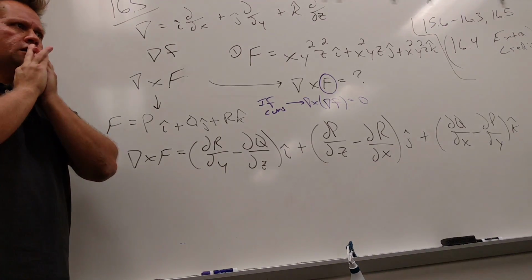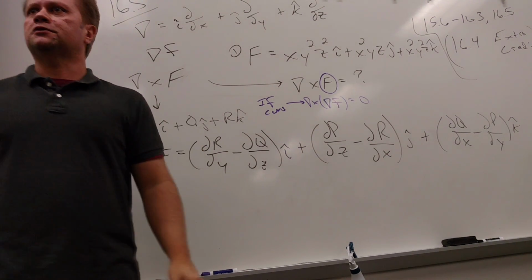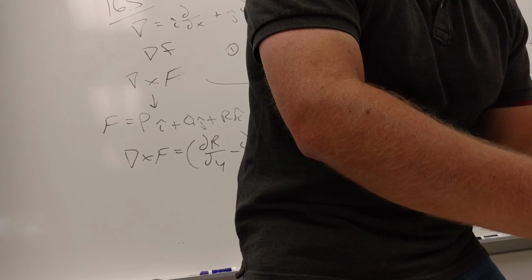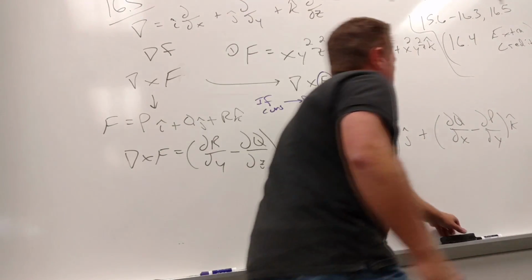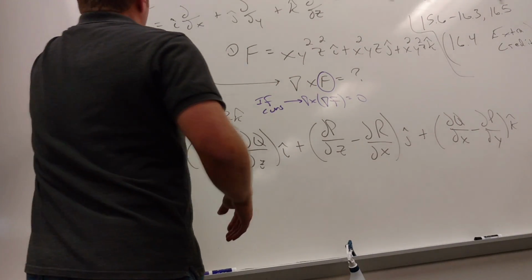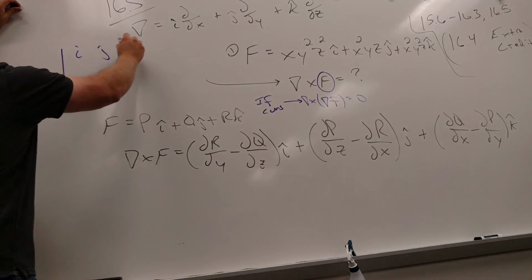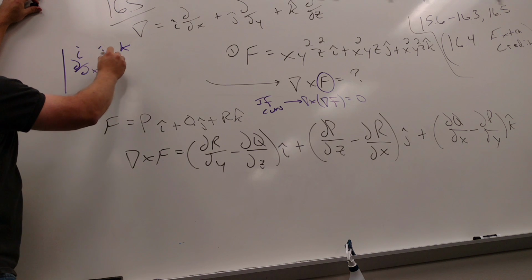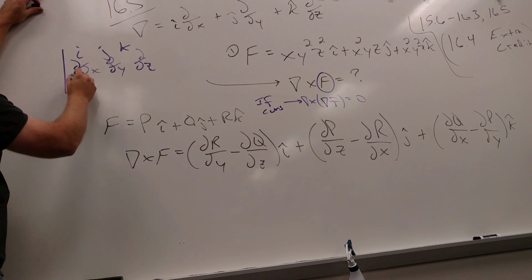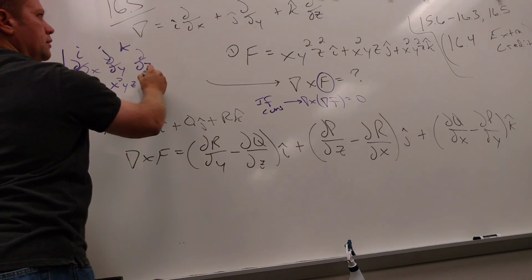All right, and you're just doing it all brute force. I chose number 1 so you can look in the back and see if the answer's right, because I don't want to do it. How do you set it up? You can either do this if you have it memorized or you have it staring you in the face. Or you could do i, j, k, d by dx, d by dy, d by dz, and then you put in there xy squared z, x squared yz, x squared y squared z.